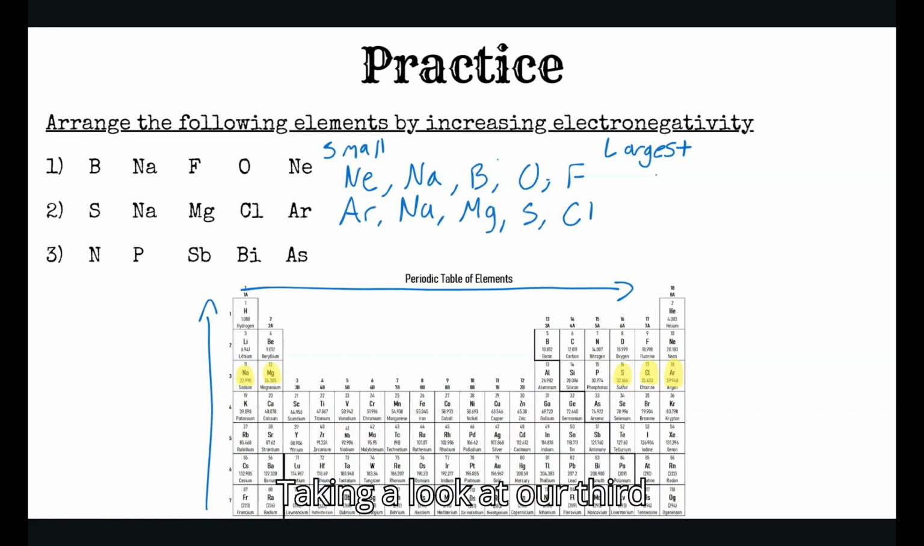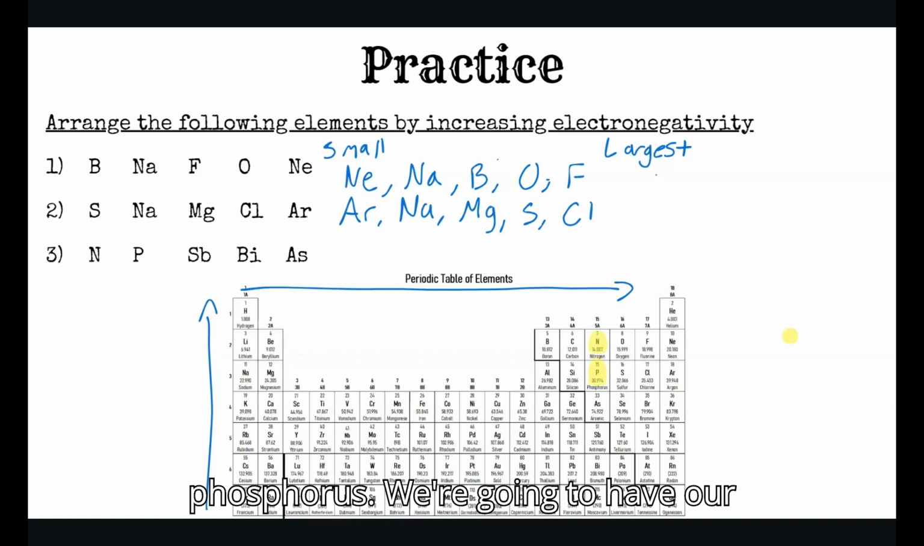Taking a look at our third one. We are going to have nitrogen, phosphorus, antimony, bismuth, and arsenic.